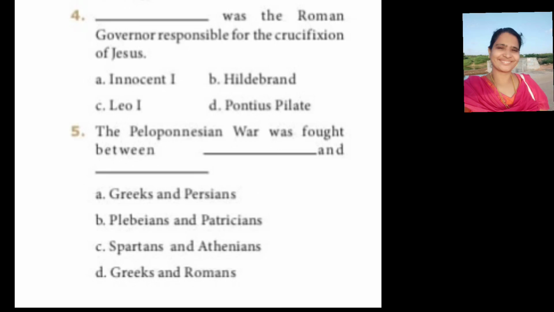Fourth question, Dash was the Roman governor responsible for the crucifixion of Jesus Christ. Who was responsible? Your options are Innocent I, Hildebrand, Leo I, Pontius Pilate. So, Pontius Pilate is only responsible for the crucifixion of Jesus Christ. Fifth one, children. Peloponnesian War was fought between Dash and Dash. Your options are Greeks and Persians, Plebeians and Patricians, Spartans and Athens, Greeks and Romans. So, this war is fought between Spartans and Athens.